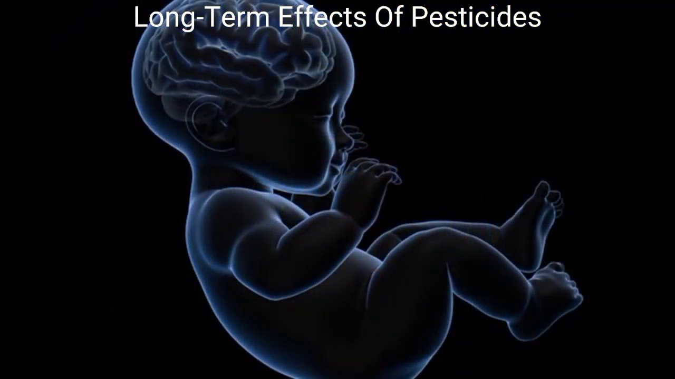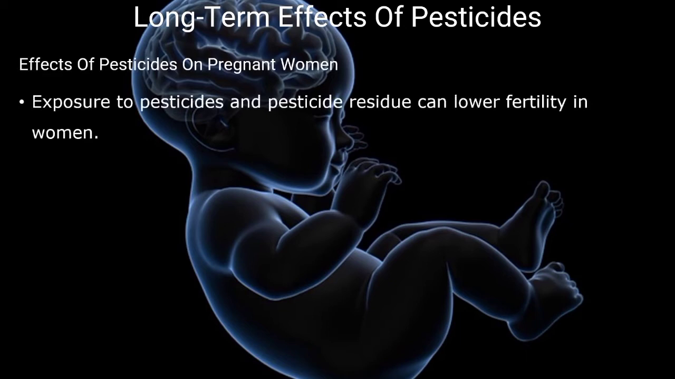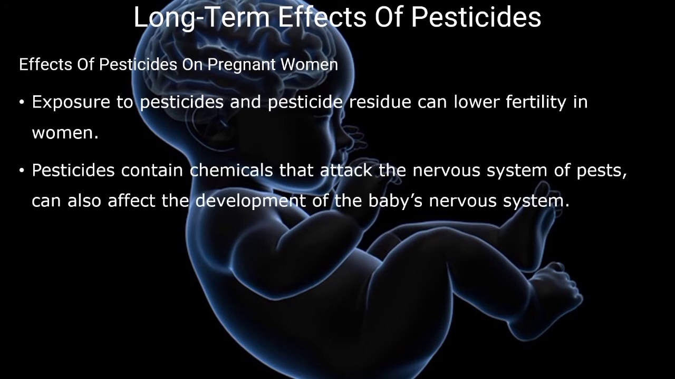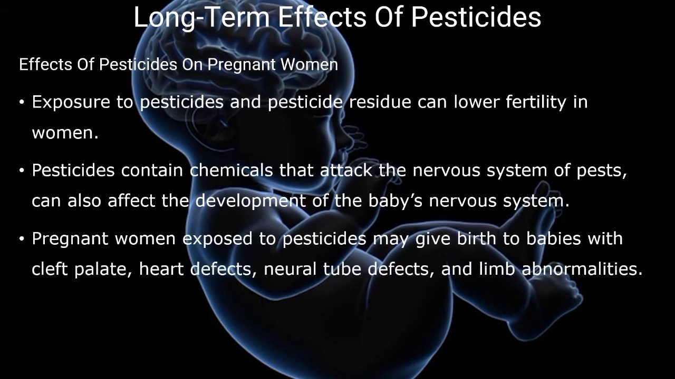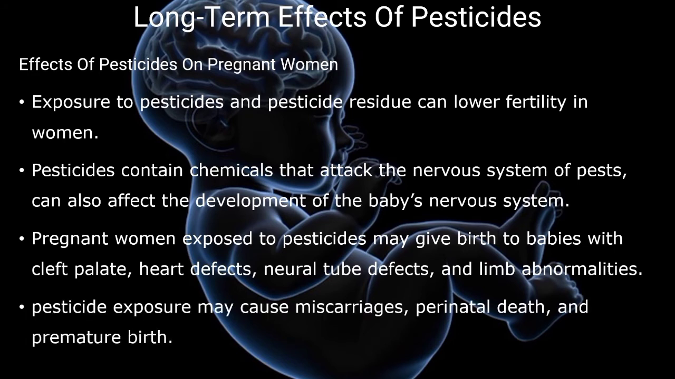Effects of pesticides on pregnant women. Exposure to pesticides and pesticide residue can lower fertility in women. Pesticides contain chemicals that attack the nervous system of pests, and can also affect the development of the baby's nervous system. Pregnant women exposed to pesticides may give birth to babies with cleft palate, heart defects, neural tube defects, and limb abnormalities. Pesticide exposure may cause miscarriages, perinatal death, and premature birth.